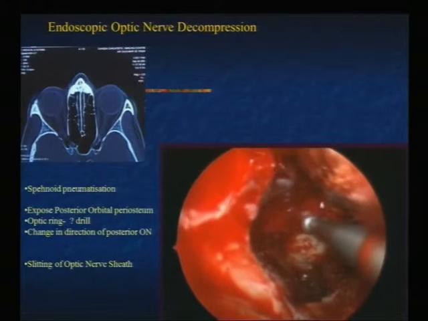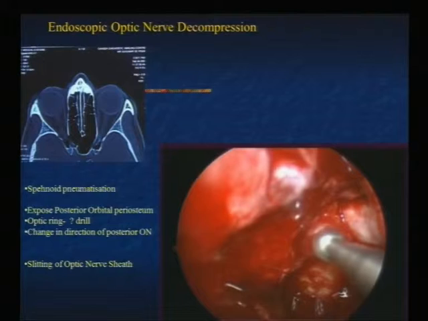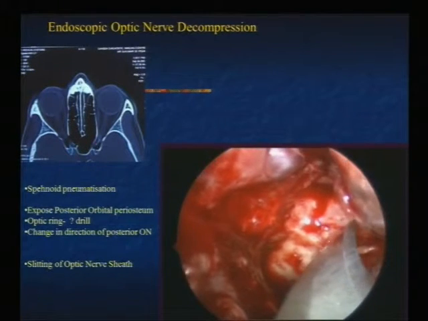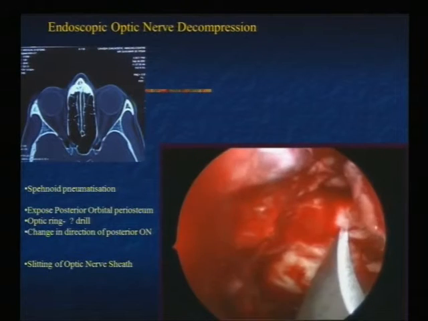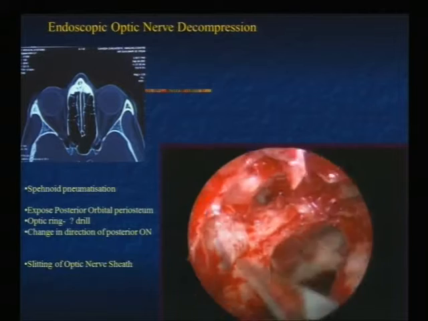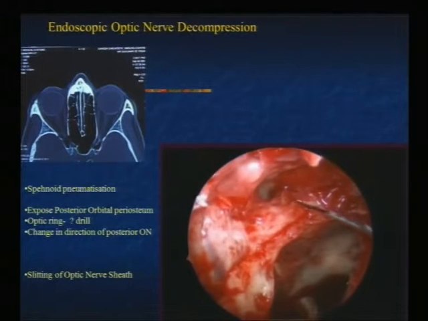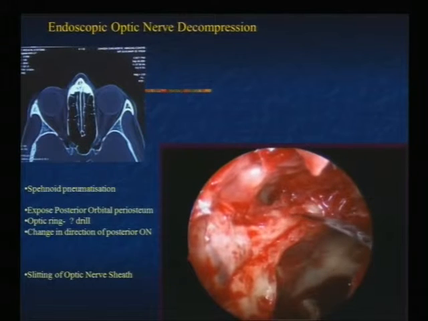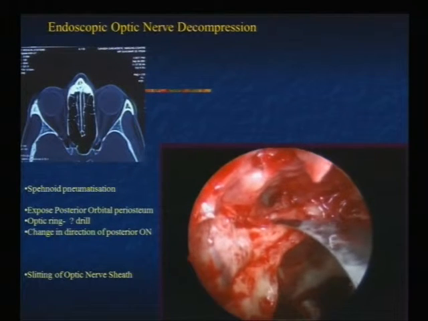Once in a while you need to drill, as I said. This is an optic nerve decompression on the left side, and again you can see that this time you've needed to drill and then decompress the canal and then slit the nerve sheath. And on this video you see that as you slit the nerve sheath, you'll get a little bit of CSF as you come anteriorly. And once in a while that happens. It happened to us now and then.